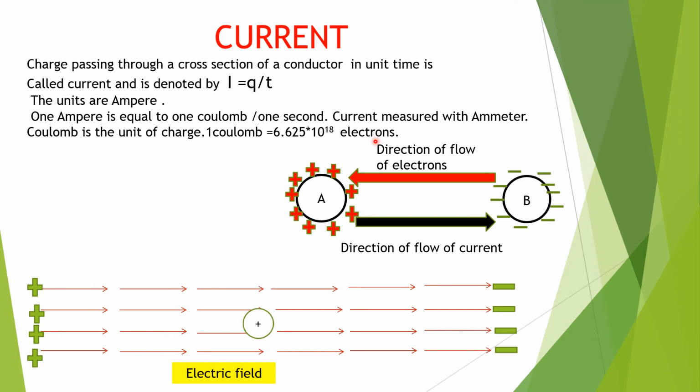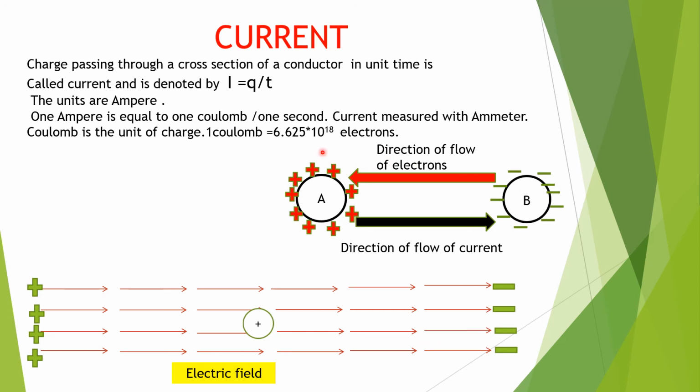Now, current is nothing but flow of charge. Flow means it should have the starting point and the ending point. As you know, water flows from high level to low level, air blows from high pressure area to low pressure area, and heat flows from high temperature to low temperature. In the same manner, how does the current travel, what is the direction of the current? Current always travels from high potential to low potential.